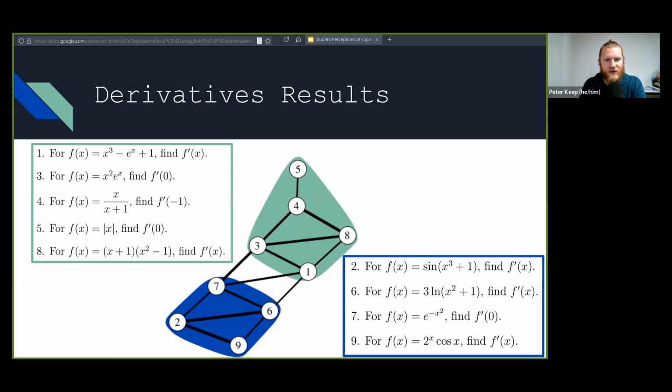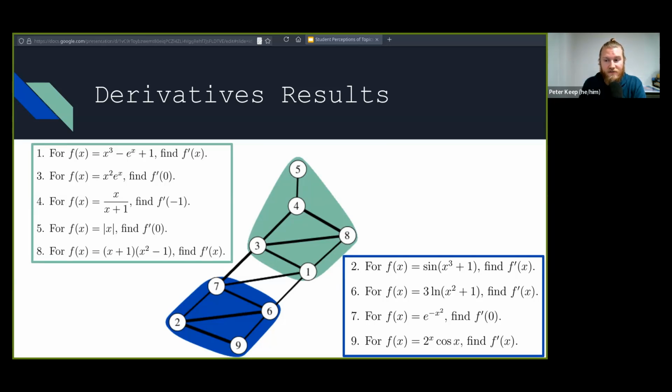One of the things that we both thought was pretty interesting is that number 3 and number 9 both use product rule. In my mind, those are very similar problems in terms of the actual computation and the rules that you're using, but weren't really grouped together at all.